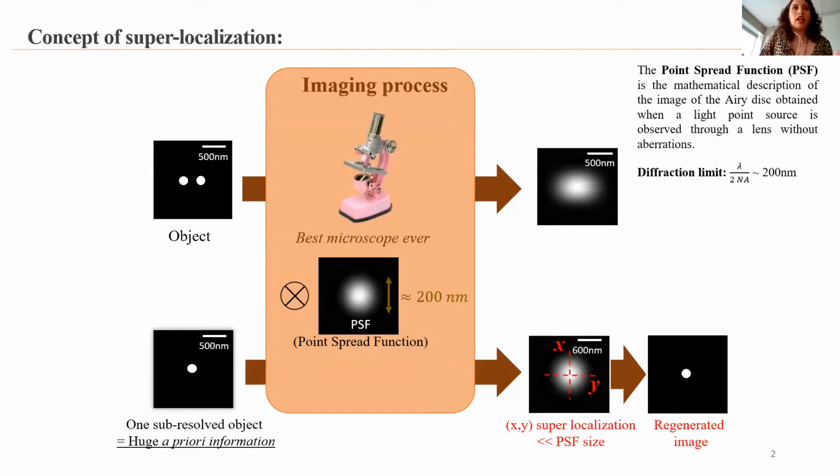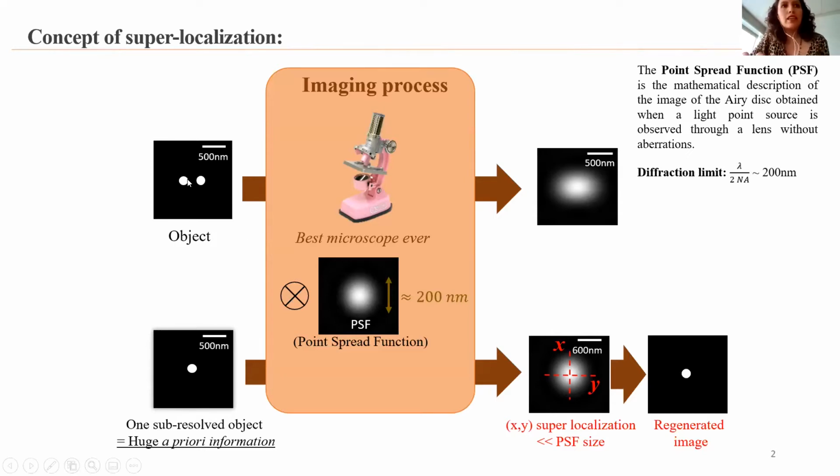First of all, I'm gonna introduce the concept of superlocalization. So suppose that we want to image fluorescent nanobodies through a microscope. Even if we are working with the best microscope ever, the image that we are going to obtain is gonna look like this. It is like a blurry spot that we call the point spread function, PSF.